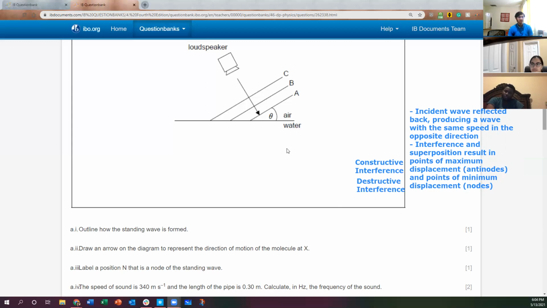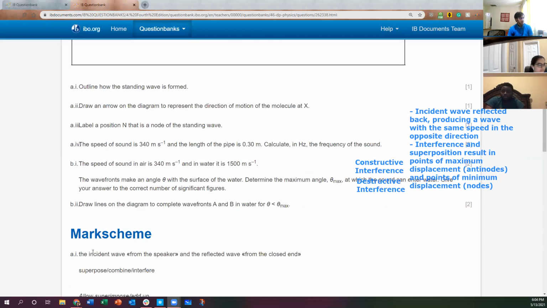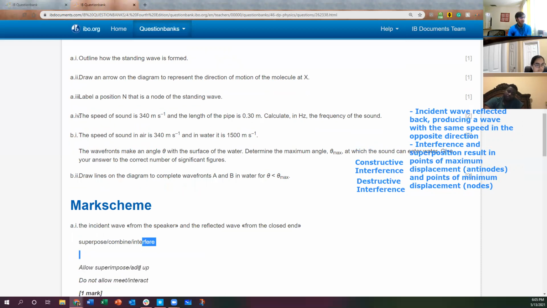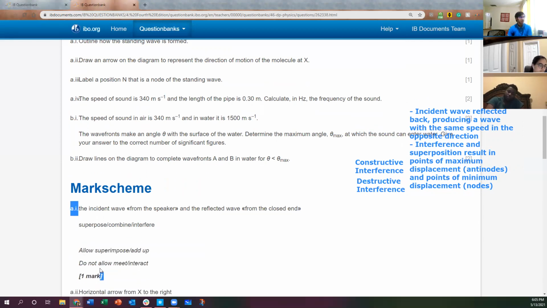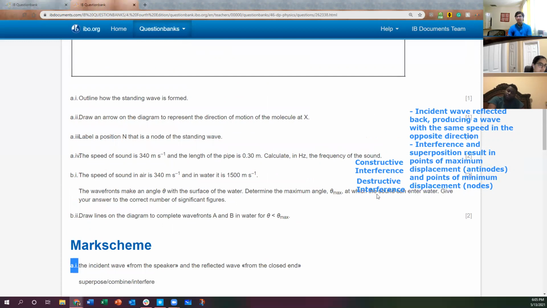Okay, let's look at the mark scheme and see what they say. The incident wave from the speaker. Yeah, I guess you don't have to mention from the speaker, but in this case, I think it would be beneficial. So next time I would be more specific maybe. The incident wave from the speaker is reflected back from this closed end. And because they superimpose or combine or interfere, whatever you want to say, that will earn you 1 mark. So in fact, for this question, you don't even need to mention the constructive destructive part. But I've seen other questions where you do in order to get the point. So, no need to write complete sentences. Just keep it straight to the point and make sure you understand the definitions of vocabulary.